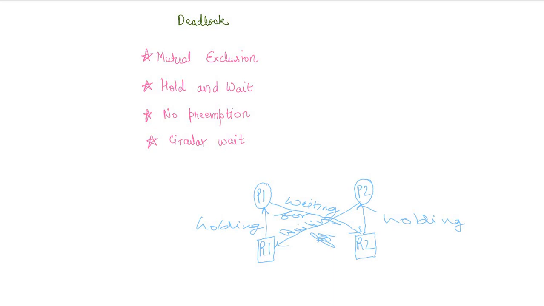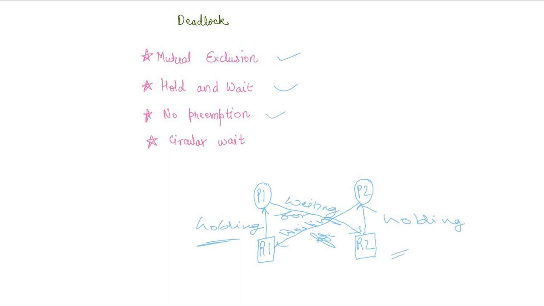Now we need to understand the 4 necessary conditions for deadlock. The first one is mutual exclusion, which means that the resource should be non-shareable. Then hold and wait. Hold and wait should be a condition, as we saw that P1 was holding R1 and was waiting for R2. So hold and wait should be there.